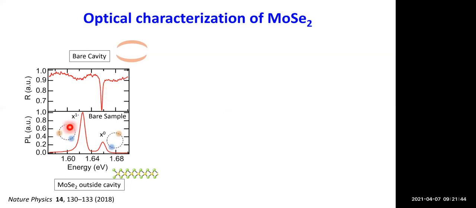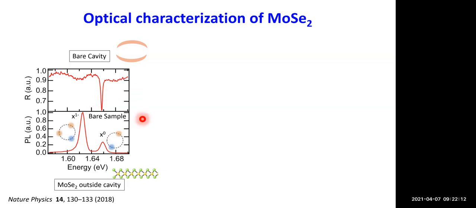And the bottom over here is the PL spectra from a monolayer MoSe2 flake at low temperature. The spectra shows two dominant resonances. You can see here, this is the excitonic peak at around 1.66 eV, and this is the trion at around 1.63 eV. And the line widths of the exciton and the trion are almost twice that of the cavity line width.